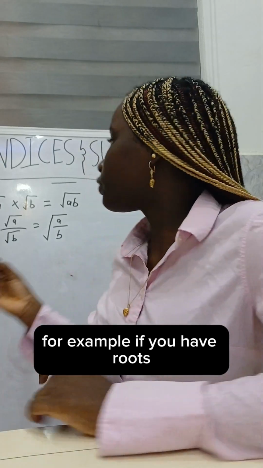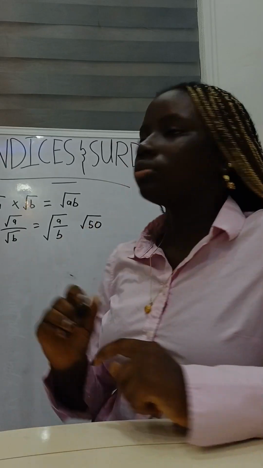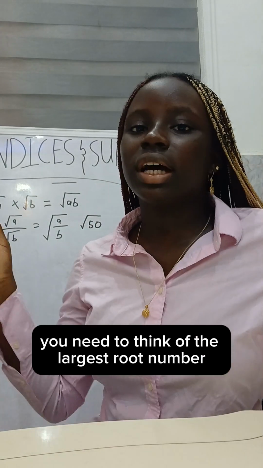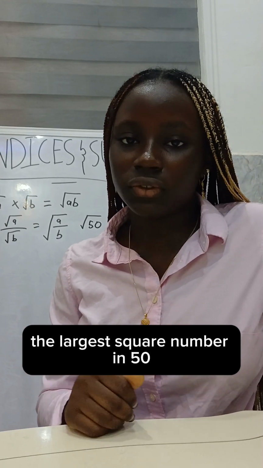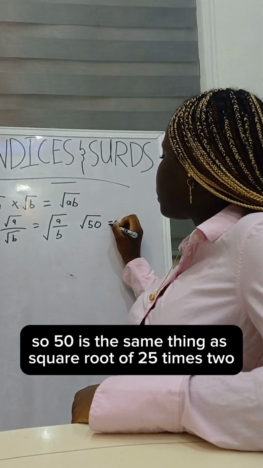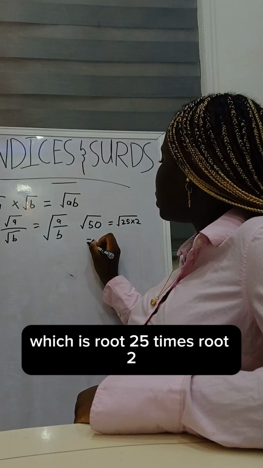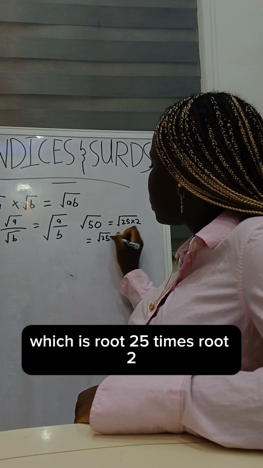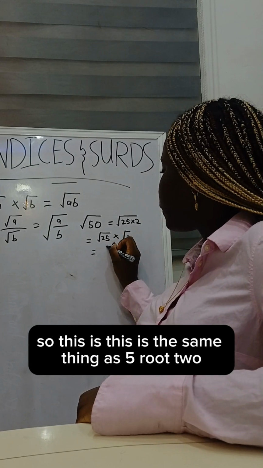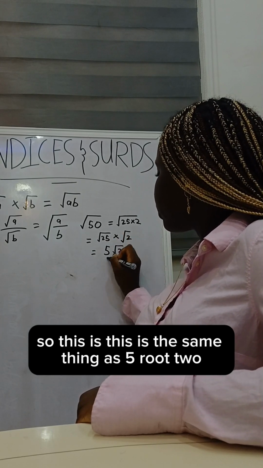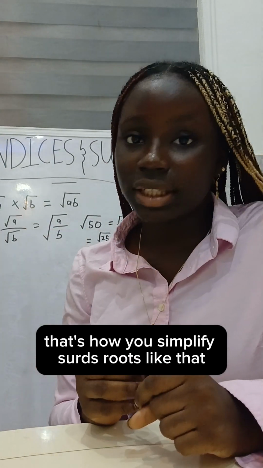For example, if you have root 50, in this case, you need to think of the largest square number in 50, and that's going to be 25. So root 50 is the same thing as square root of 25 times 2, which is root 25 times root 2. So this is the same thing as 5 root 2.